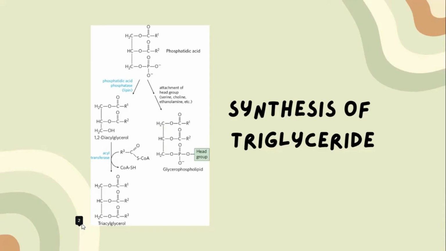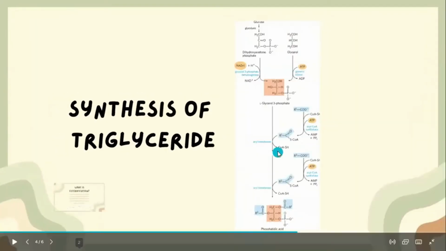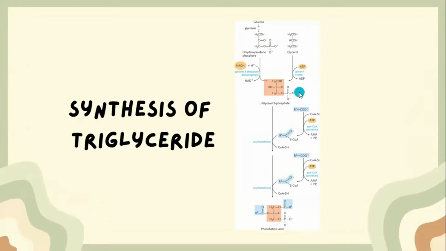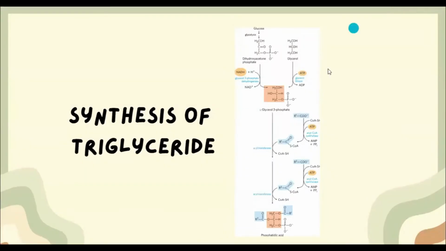So if we all remember here, let's go back, we have the L-glycerol-3 phosphate. It is not shown here, but here we have the phosphate group. To remove that phosphate group, we have to use the enzyme called phosphatase. The phosphatase basically breaks the bond between the oxygen from the glycerol and the phosphorus from the phosphate group.